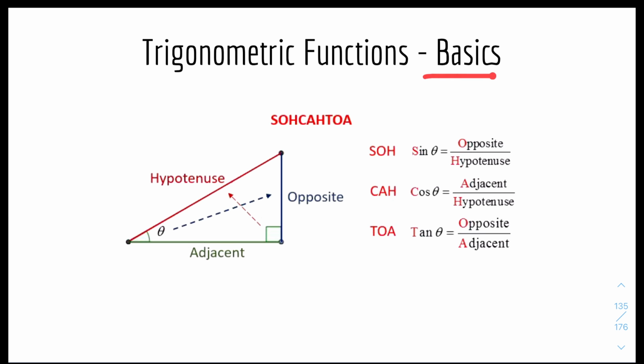And we'll move on to some basics for SOH CAH TOA. I'm sure we've seen this during Key Stage 3 or Year 7 to Year 9, but here's just a recap. We have a right angle triangle right here, and the longest side is always the hypotenuse.